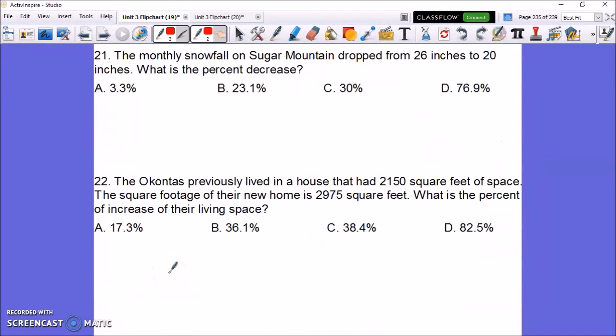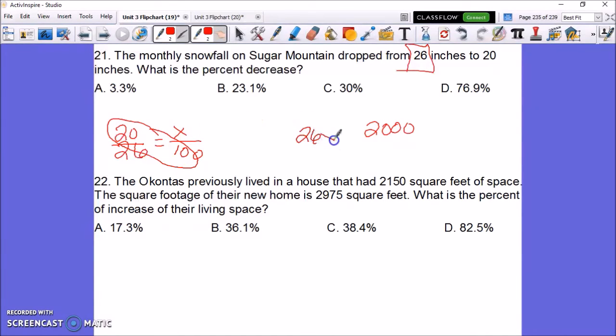21. The monthly snowfall on Sugar Mountain dropped from 26 inches to 20 inches. What is the percent decrease? So we know it's new over old, so it originally was 26 inches. So 26 goes on the bottom, and 20 goes on the top. And we know X is equal to 100. And then we're going to cross multiply. So 20 times 100 is 2,000. And 26 times X is 26X.